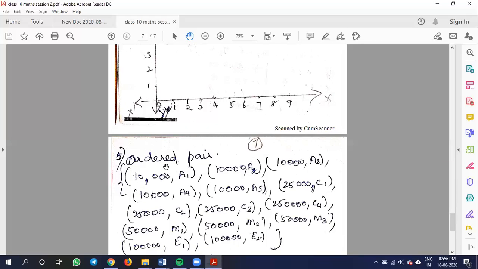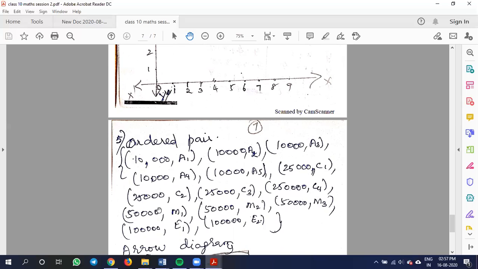So you have 5 assistants, and the salary for the 5 assistants is 10,000. So 10,000 comma A1. Since you already have the comma, you are not supposed to put another comma here. So 10,000 comma A1, 10,000 comma A2, 10,000 comma A3, 10,000 comma A4, 10,000 comma A5. Then the clerks, how many clerks? 4 clerks are there, and the salary for the clerk is 25,000. So 25,000 comma C1, 25,000 comma C2, 25,000 comma C3, 25,000 comma C4.